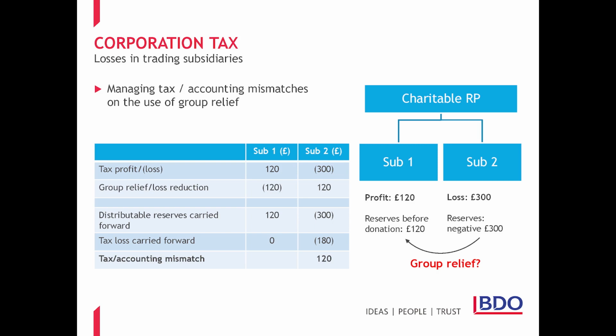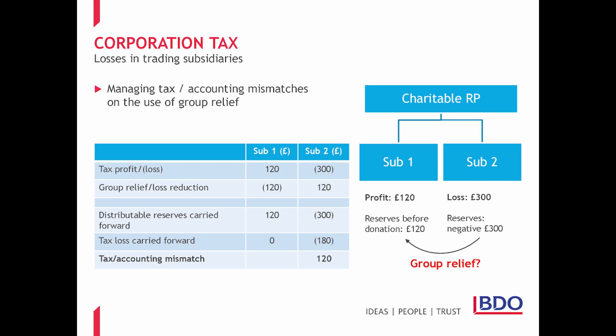Because that doesn't affect the accounting results, you have a situation where sub 1 will be carrying forward distributable reserves. Sub 2, however, having given away the value of some of that tax loss, will find that in the future, when it goes on to make profit, it will have more taxable profit than accounting profit. So in a sense, absent any other steps taken, we are creating a problem for the future in that approach.